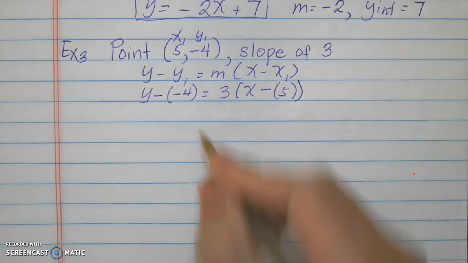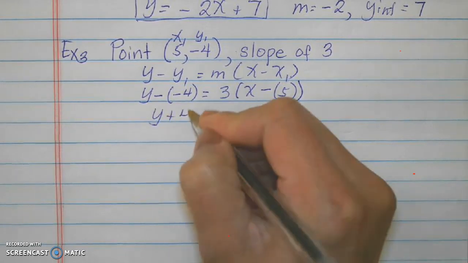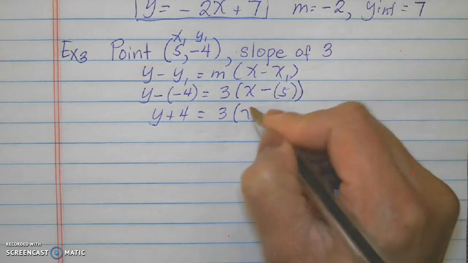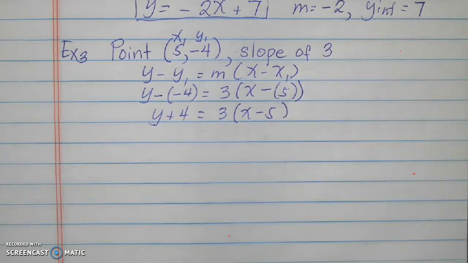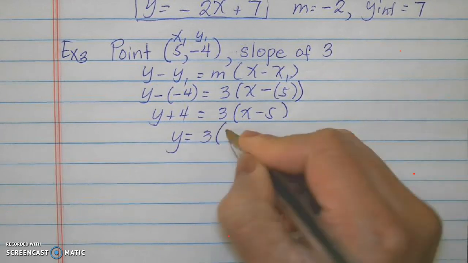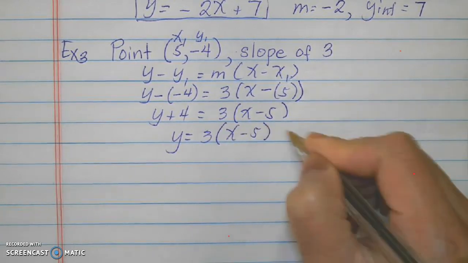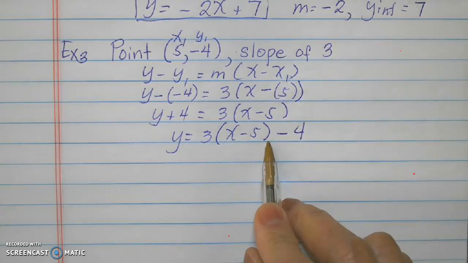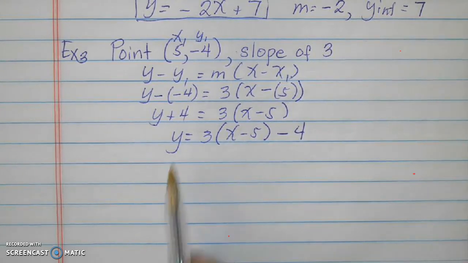So let me fix this. This becomes y plus 4 equals 3 times x minus 5. Or y equals 3 times x minus 5, minus 4. Make sure it's outside the parentheses. And that is already your equation.